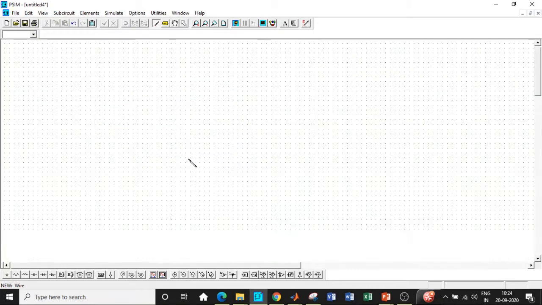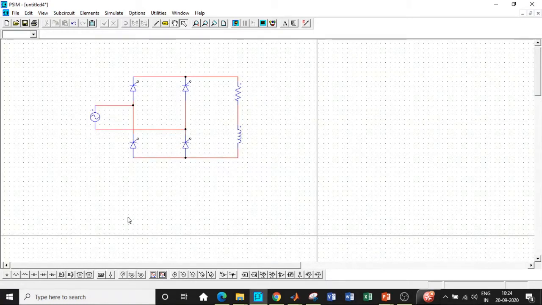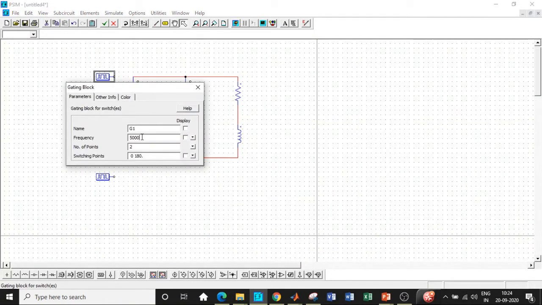So this is the load, which is basically RL, and apart from that, we need a couple of gating blocks in order to trigger 2 switches simultaneously, and the other 2 switches to be triggered with another gating block. One of the most important steps is while entering the parameters, you have to choose the frequency to be equal to the supply frequency. We are considering it as 50 Hertz. So the firing angle is 30 degrees. So enter 30 to 180, these two thyristors should conduct, T1 and T2.